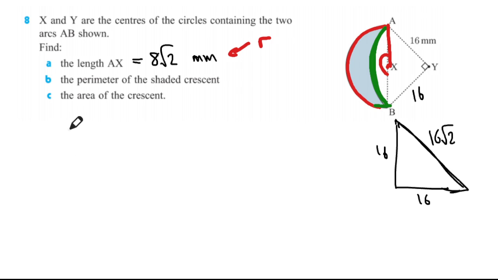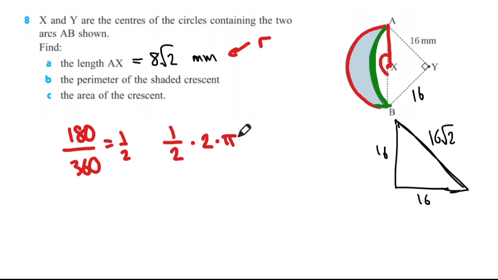So our size of the angle, we have 180 over 360, which is 1/2. So 1/2 times 2 times pi times 8 radical 2. Now 1/2 times 2 is 1, so we have 8 pi times the square root of 2. This is the red arc length.